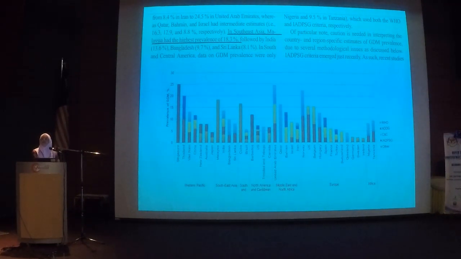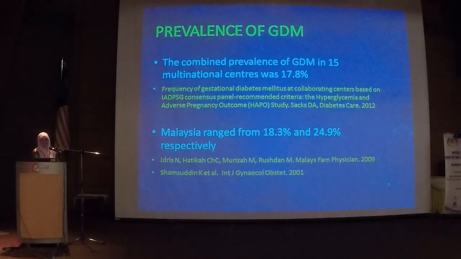It's true, before this, correct me if I'm wrong, but different states were using their own values, right? So when the investigator wanted to collect data, they just based it on diagnosed GDM or not, but don't know which criteria. Kelantan uses a different criteria, Selangor uses a different criteria. Okay, but it states here, in Southeast Asia, Malaysia had the highest prevalence of 18.3%, which is higher than the median.